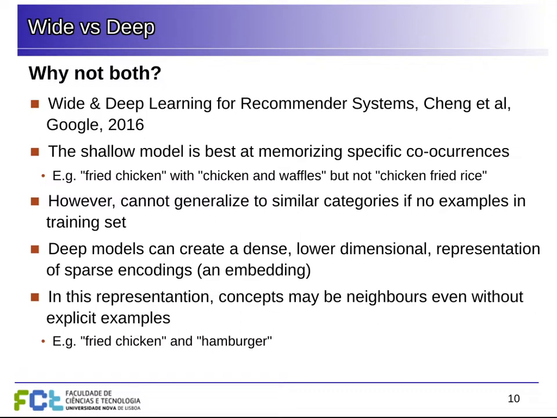The shallow model was best at memorizing co-occurrences, examples that were correlated specifically in the data, like fried chicken correlated with chicken and waffles, what people used to eat and so on, but not things that could fall into the same kind of category, for example, fried chicken and hamburger. Whereas deep models tend to find those embeddings, those encodings inside the network that bring together vectors representing different examples that show some other, more subtle correlations. So they manage to group these generic categories.